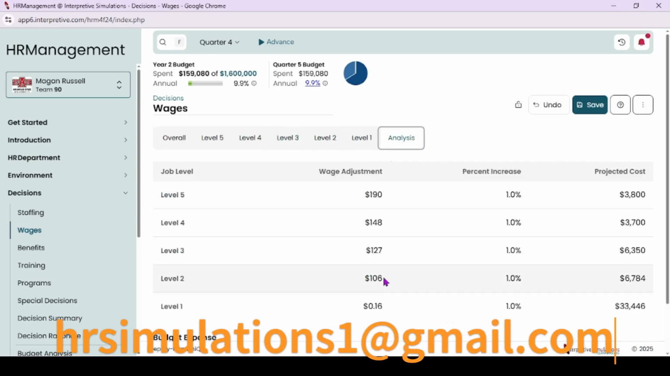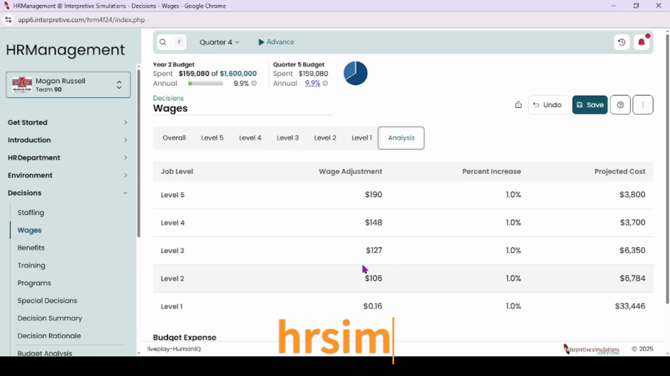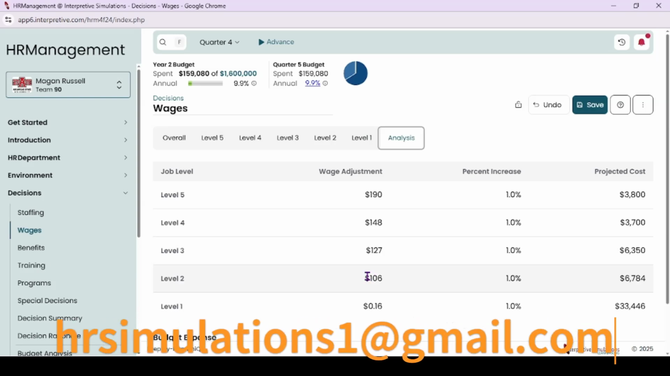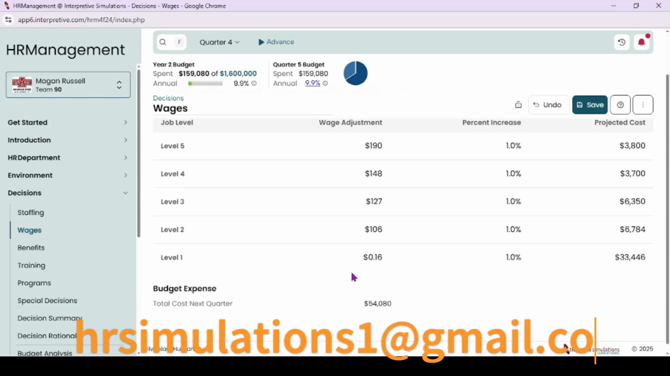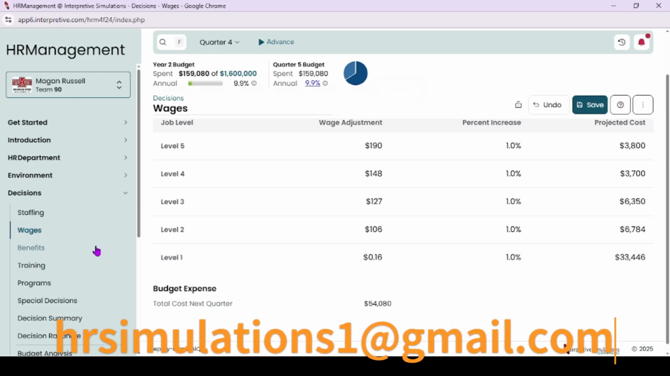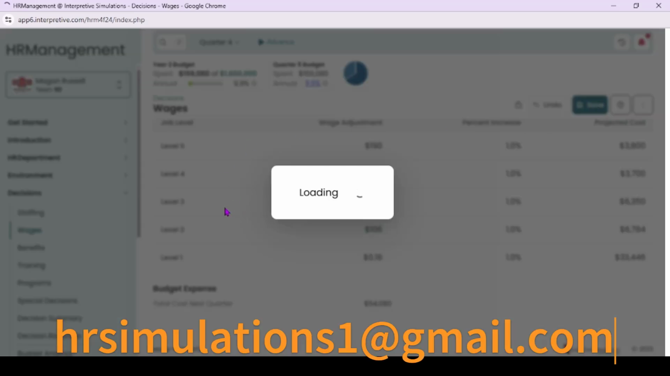So I want us to increase money for our workers so that they can also appreciate and work in our company, and also it will help us to reduce the layoffs in the company. So that's all about the wages.